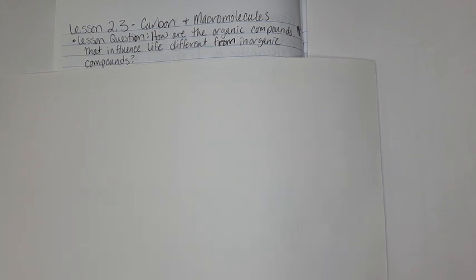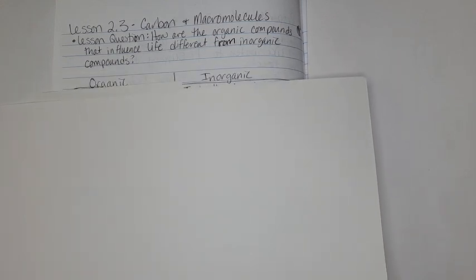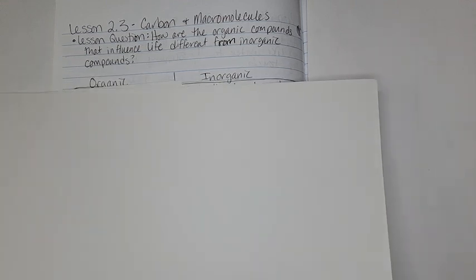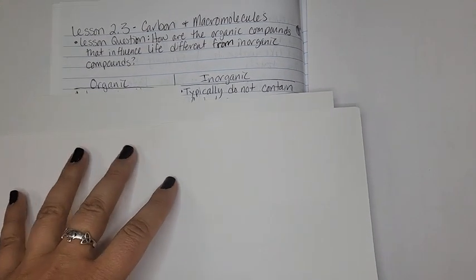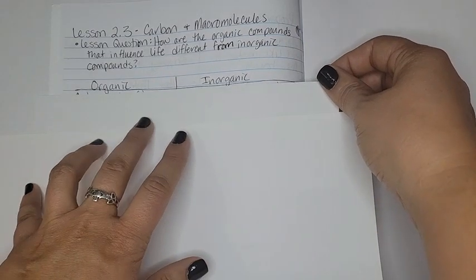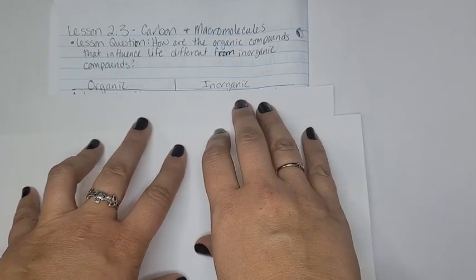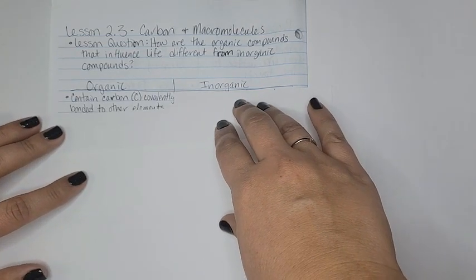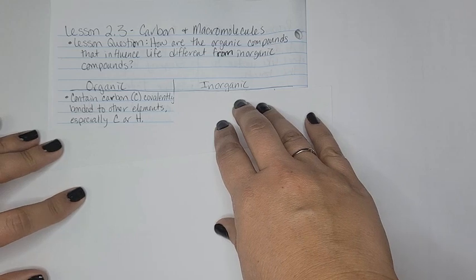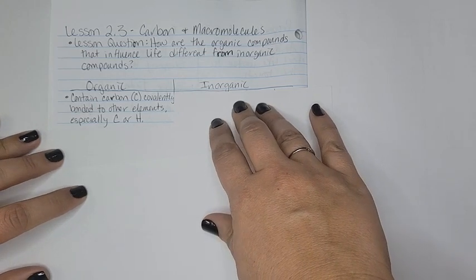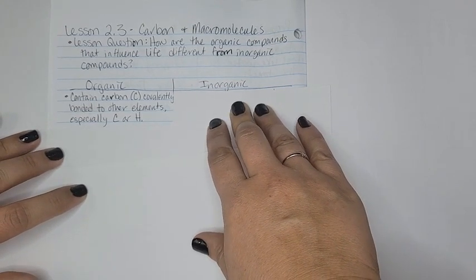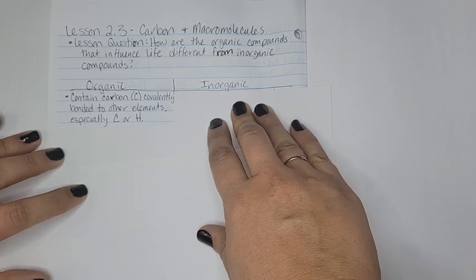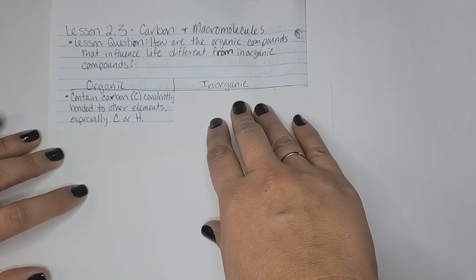Then, we need to understand the difference between organic and inorganic to begin with. So, let's start there. We're going to start with one of our handy-dandy T-charts. All right, so what is organic? Organic means a compound that contains carbon, C, covalently bonded to other elements, especially other carbon or hydrogen.